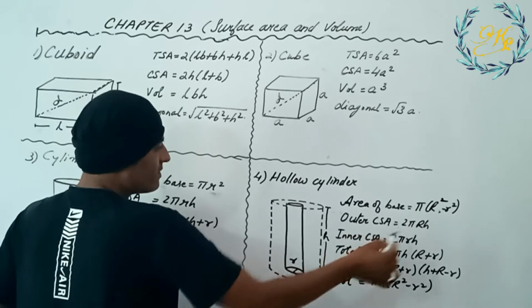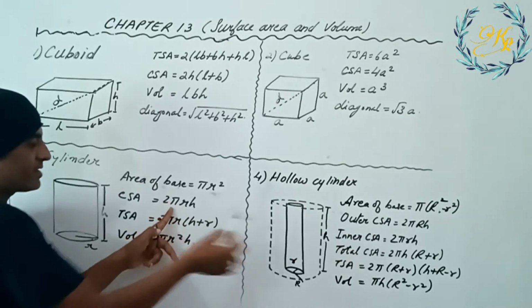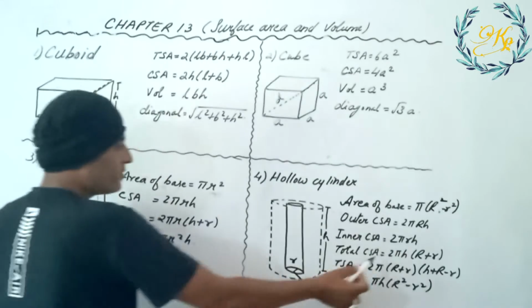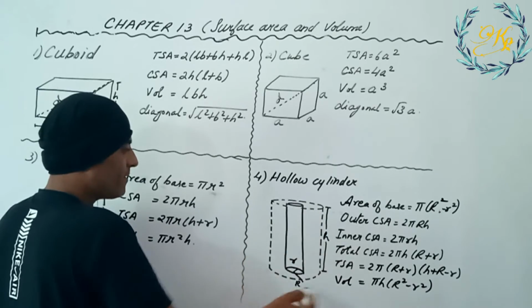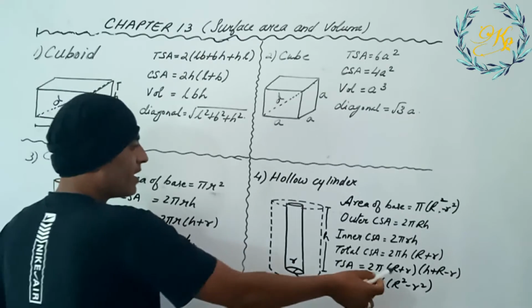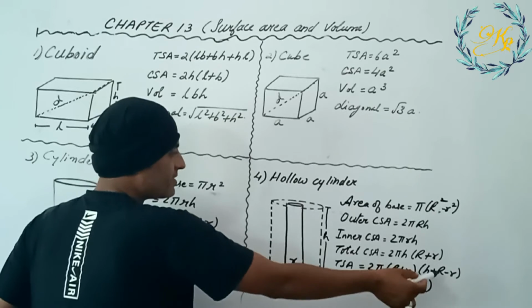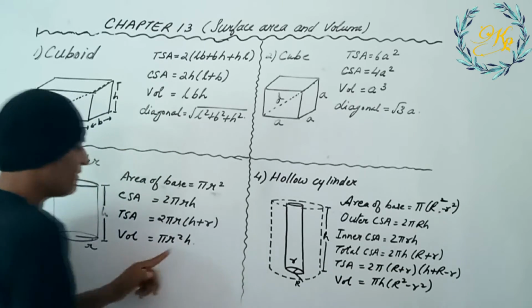Now the total surface area of a cylinder. See, the difference between this and this is only the addition of the radius. Okay, 2 pi r (h plus r). If you want to find the total surface area of this hollow cylinder, the formula will be 2 pi (R plus r)(h plus R minus r). Remember this formula.